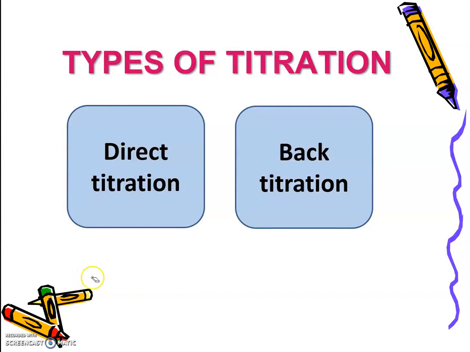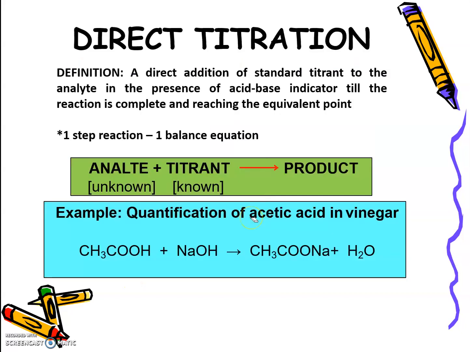Okay, so there are two types of titration. First is direct titration. Second is back titration. So what is the definition of direct titration? It is a direct addition of standard titrant to the analyte in the presence of acid-base indicator till the reaction is complete and reaches the equivalence point.